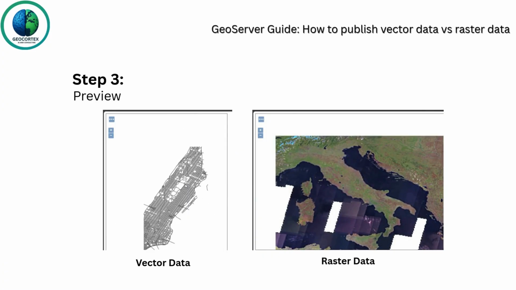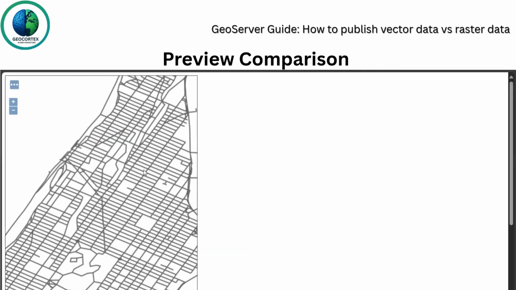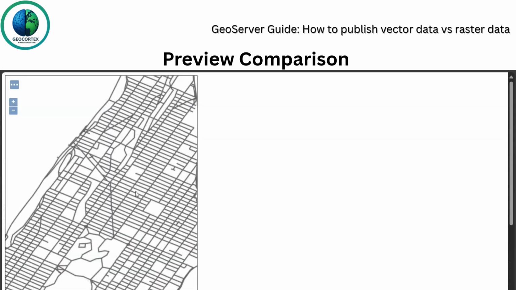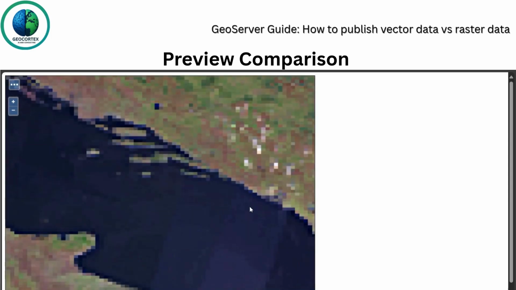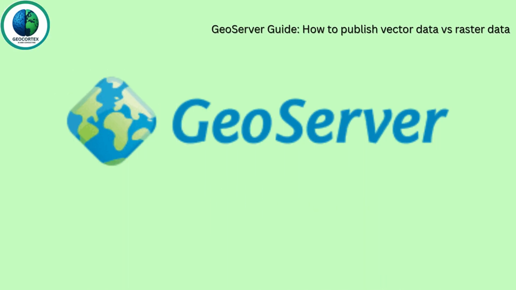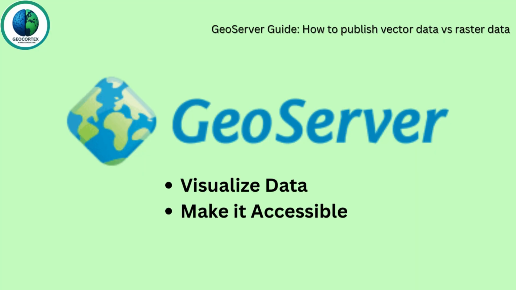Now let's compare the previews. The vector layer is made of geometry. It scales smoothly. The raster layer is pixel-based, hence it blurs when you zoom. By publishing these layers on GeoServer, you're not just visualizing data, you're making it accessible anywhere.